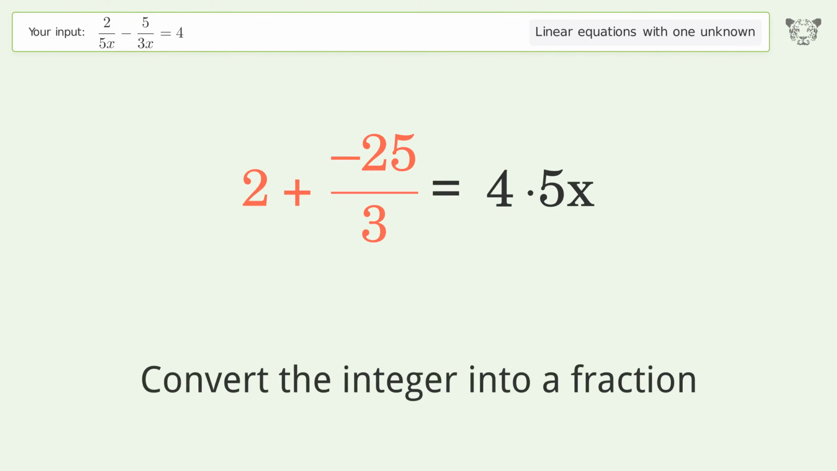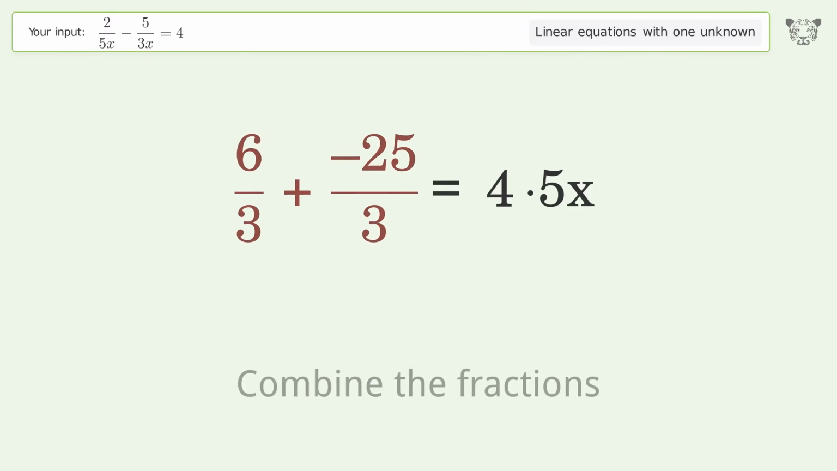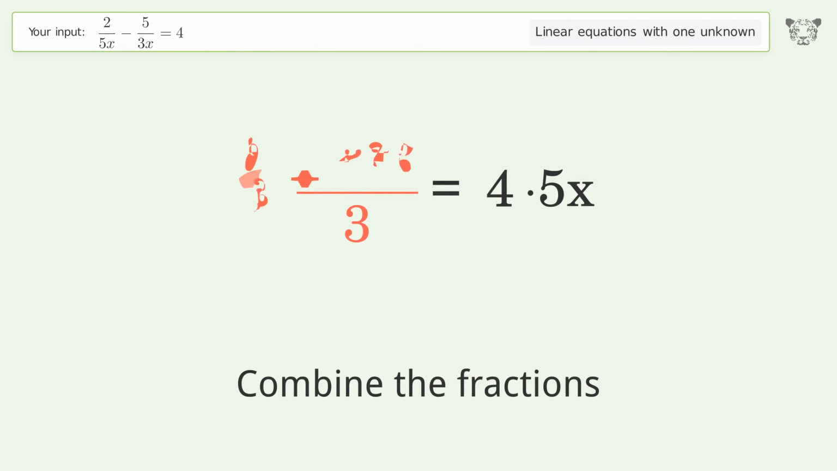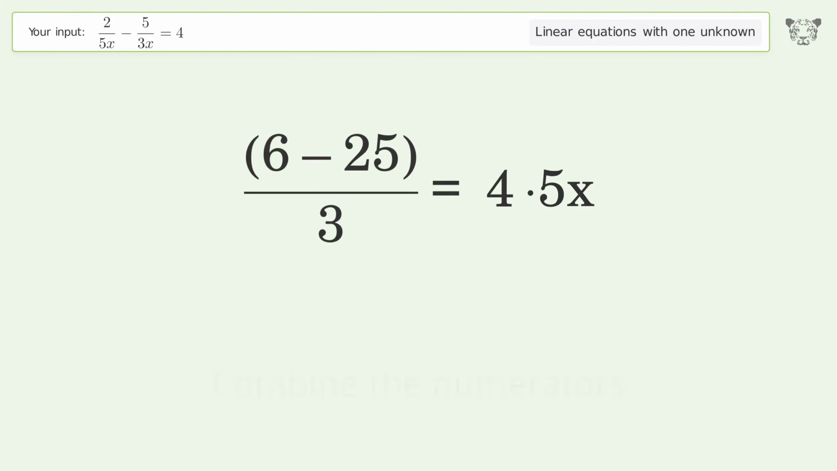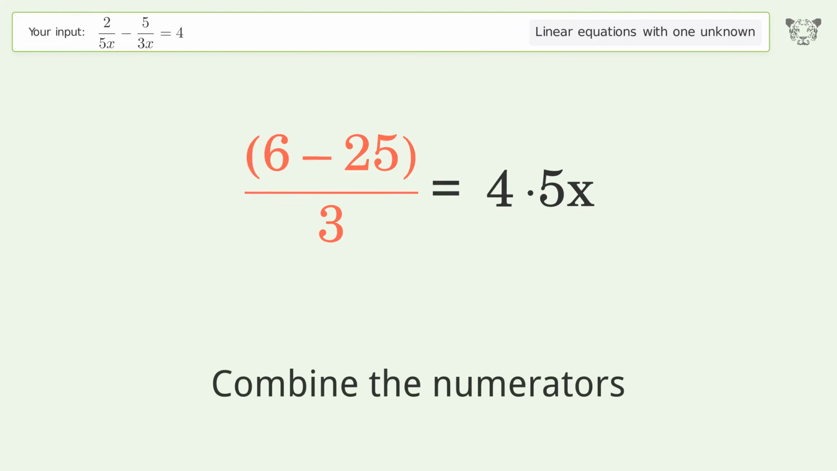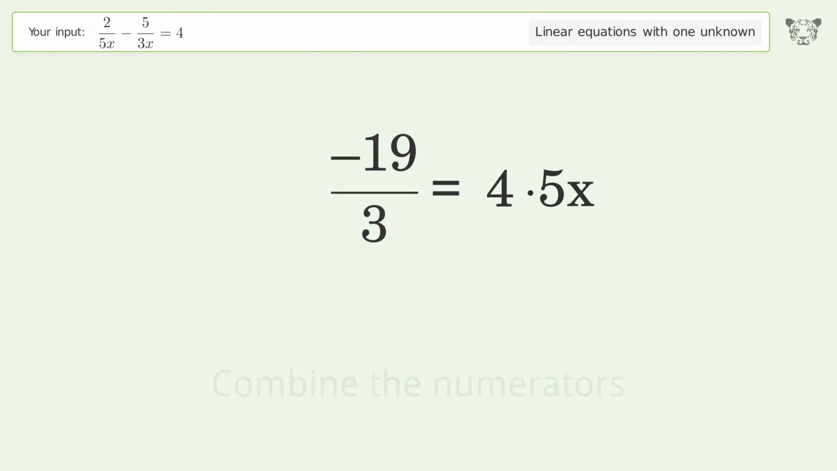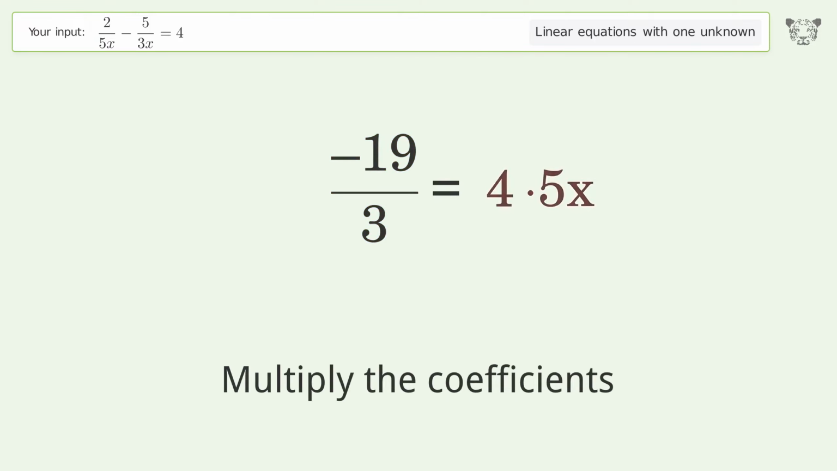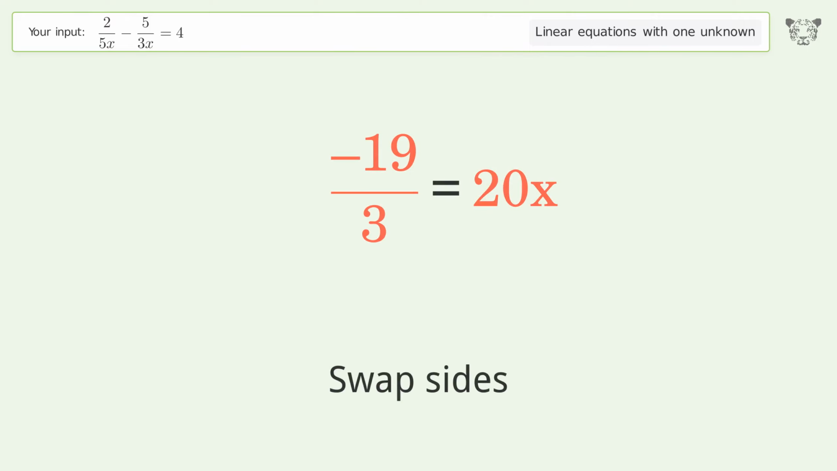Convert the integer into a fraction. Combine the fractions. Combine the numerators. Multiply the coefficients. Swap sides.